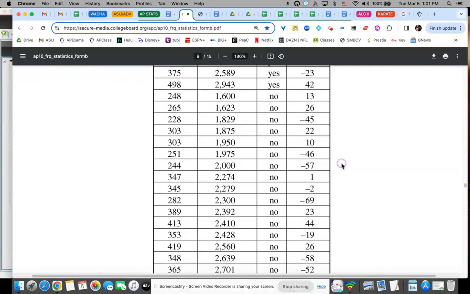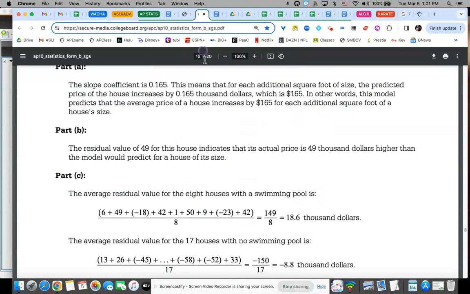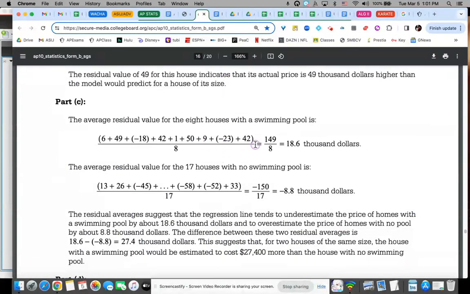And then you have to take all the residuals for all the houses that have no swimming pool, right? You take all of those, add those all up, right? And divide by how many there is. I think there's 17 of those. So you're going to get a difference. Let's look at the answers right away. So you can see they're doing that. They're taking the average of both of those sets. They get 18.6 thousand for the swimming pool and negative 8.8 thousand for the no swimming pool.